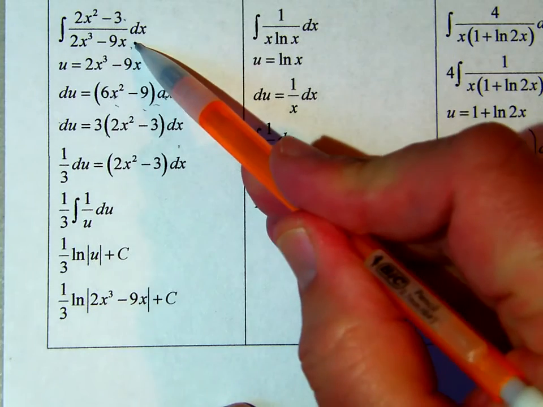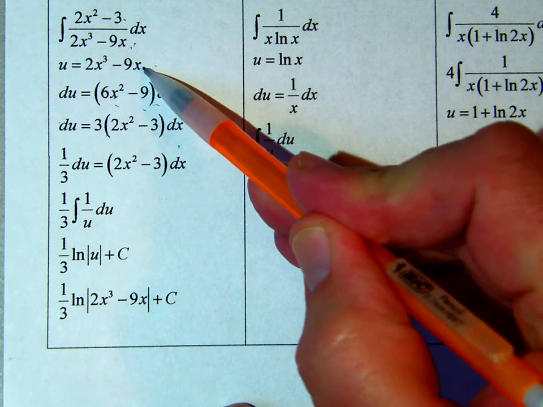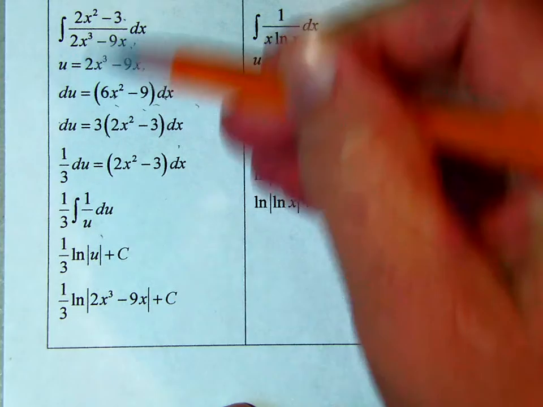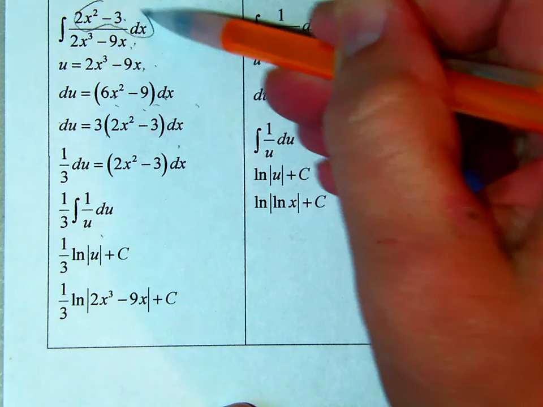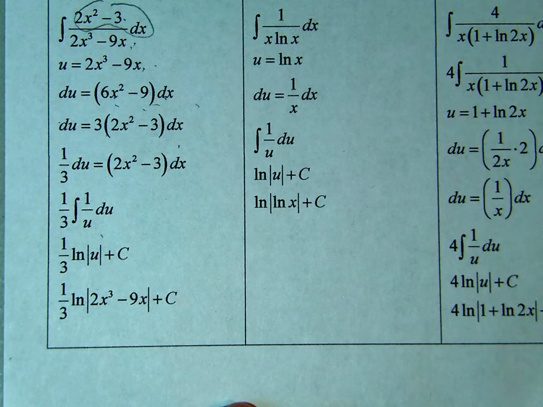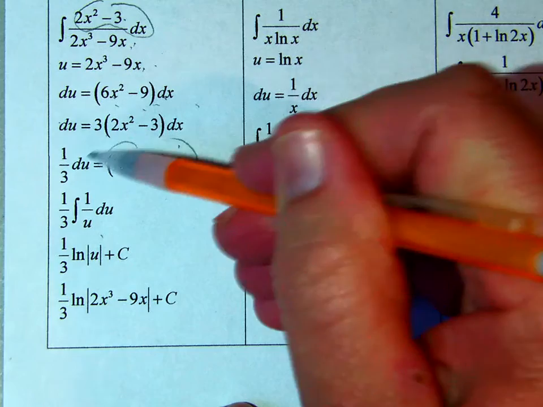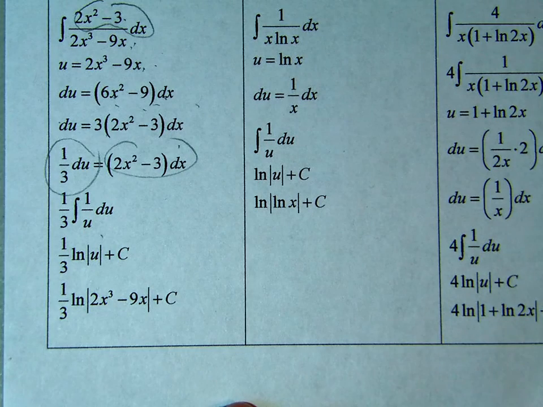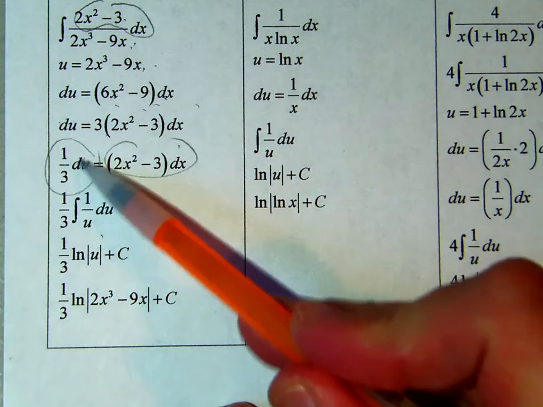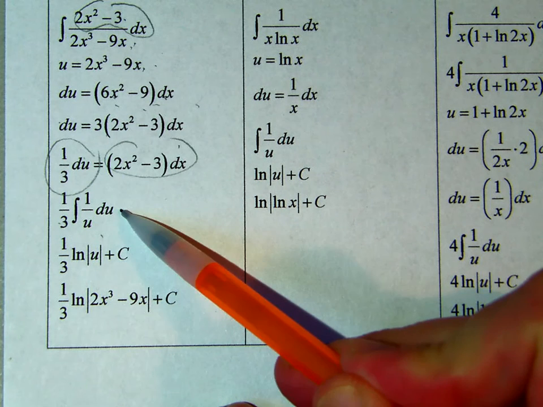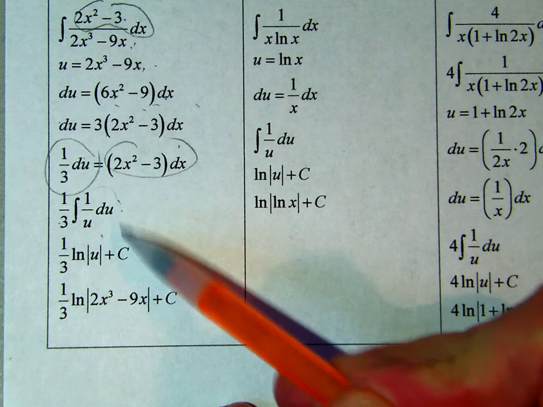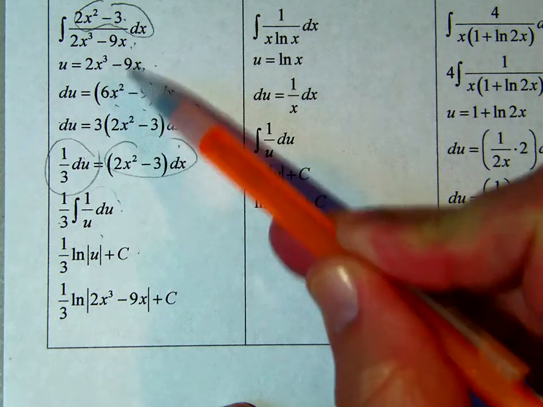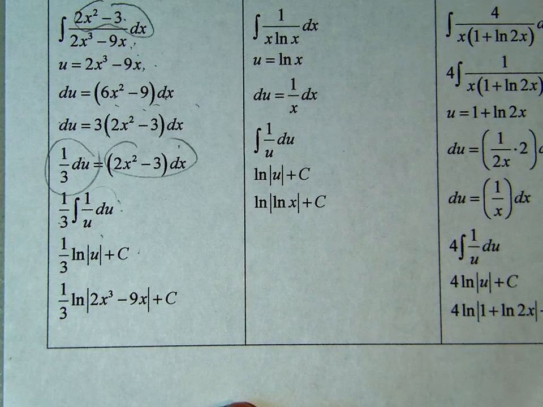So the bottom of the fraction, the 2x to the third minus 9x, that gets replaced with u. 2x squared minus 3 dx gets replaced with 1/3 du. We like to put the 1/3 on the outside. That's where the du is. This integrates to natural log. Substitute back in order to get the final answer.